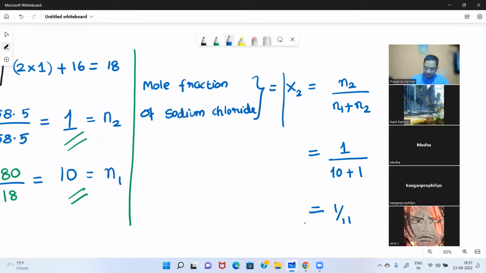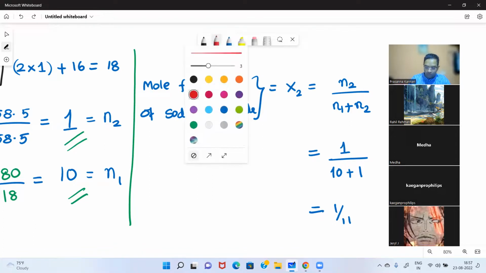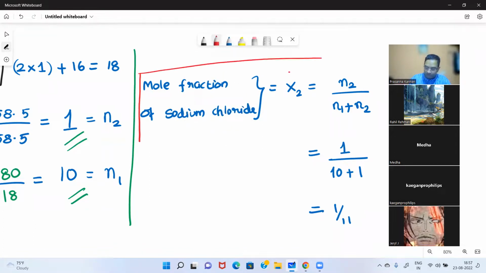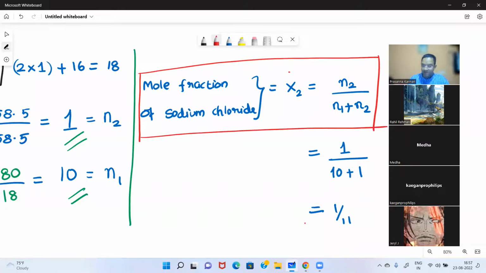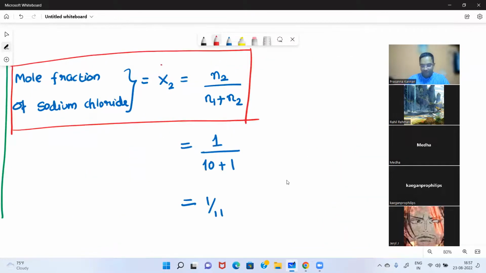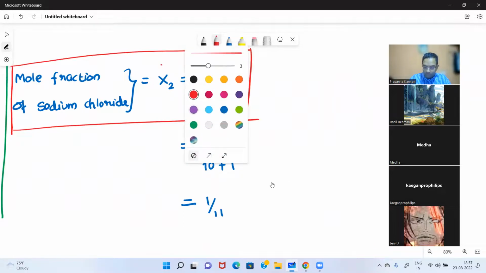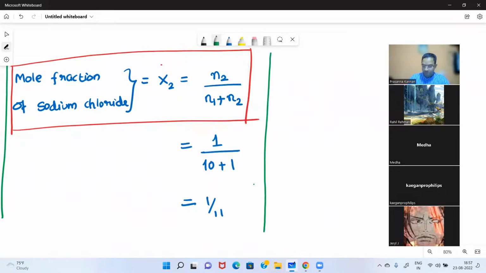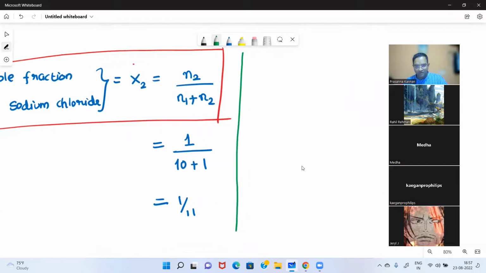The formula that you can remember is: mole fraction is nothing but the number of moles of that substance divided by the total number of moles in the mixture. Of course, that question is not asked, but I can ask you, find out the mole fraction of water also. Suppose you are asked to find out the mole fraction of water.